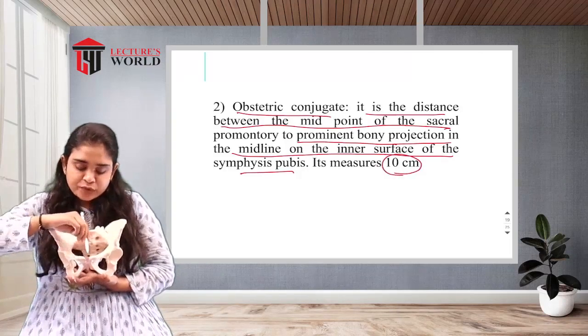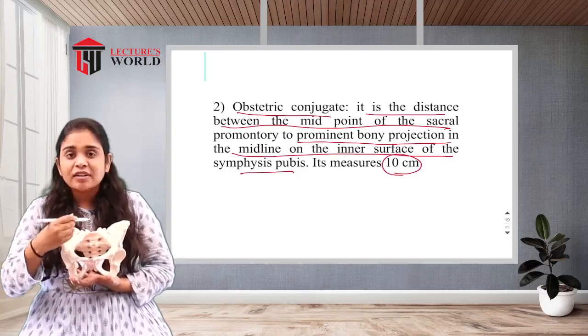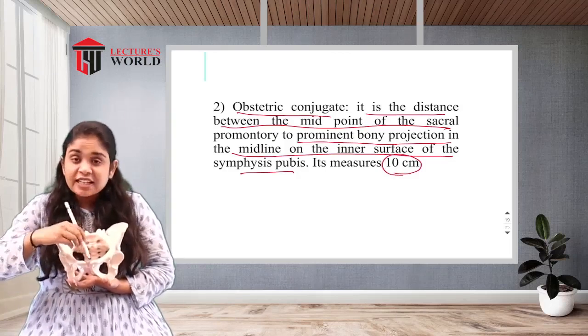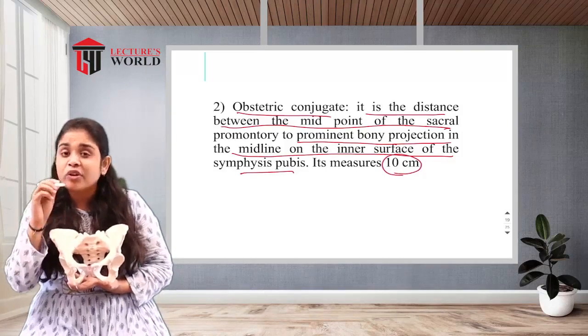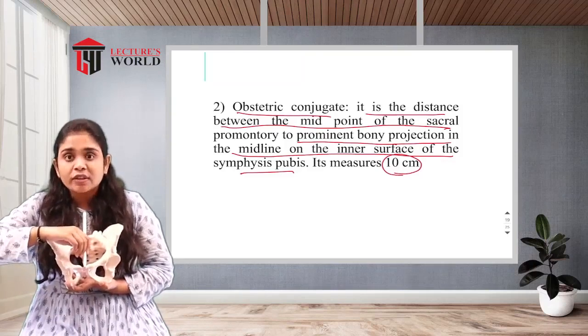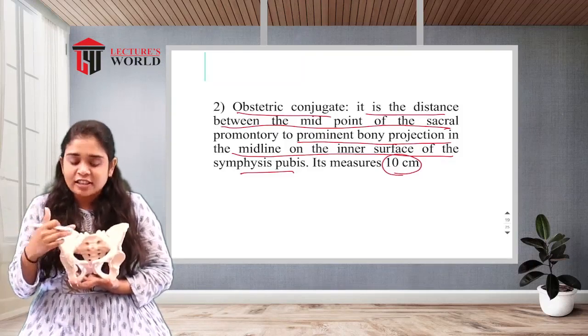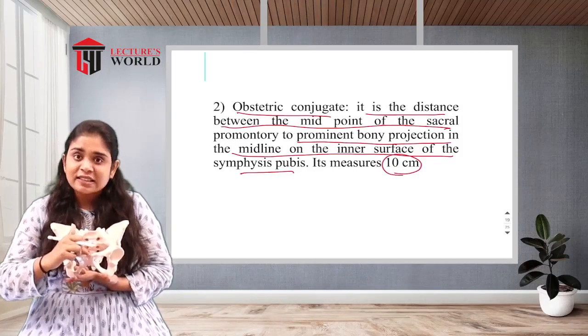As you can see, we have taken the upper border before, right? So that's why the diameter is longer. But here we are taking the inner surface, and we are taking the midpoint of the inner surface. So what happens? The diameter is shortened. Okay, so that's why it is 10 centimeter. Before it was 11 centimeter, now it is 10 centimeter.